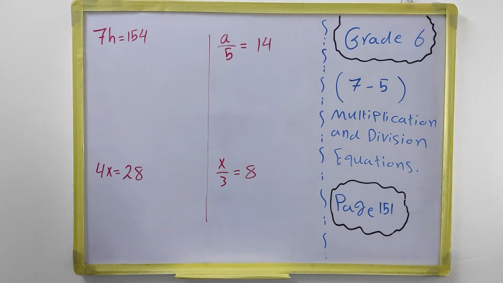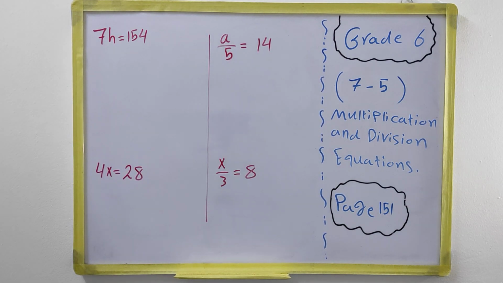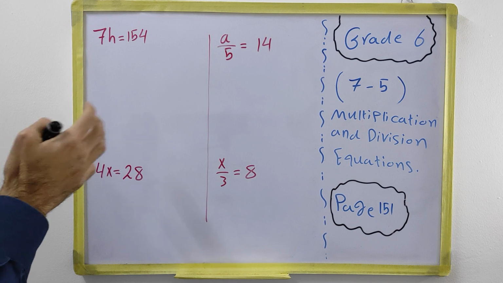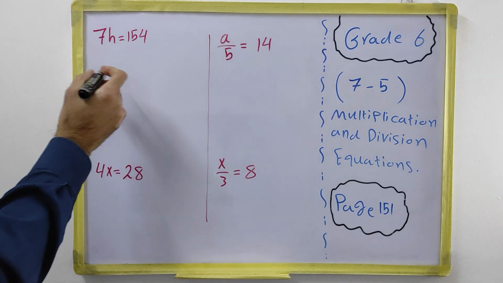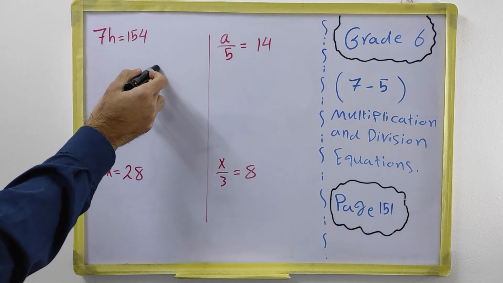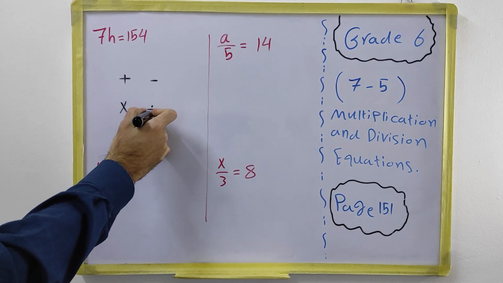In 7.3 we studied addition equations. In 7.4 we studied subtraction equations. Now we have both multiply and divide, because we learned the ways in addition and subtraction. For addition and subtraction, we said if we have plus we use minus to solve, and if we have minus we use plus to solve. We use the same way for multiply and divide.